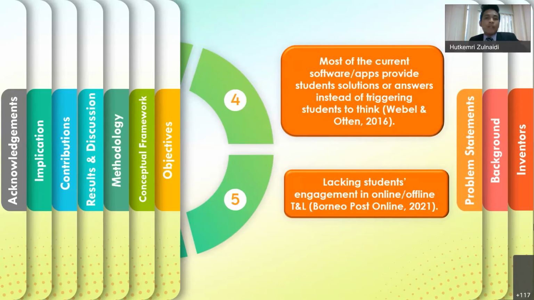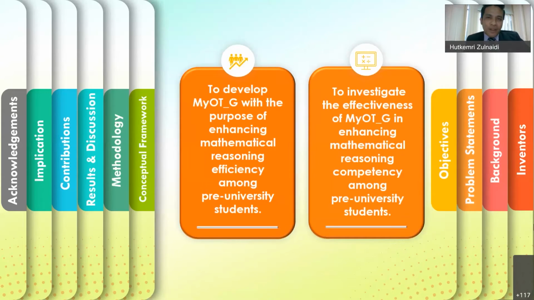Lacking student engagement in online and offline teaching and learning, as I'm presenting just now. They are not really active in the class because sometimes they are not interested in the strategies or methods the lecturer or teacher uses in the class. That's why we think the solution is to develop a new teaching method for them. Okay, then this leads to the objective of this study.